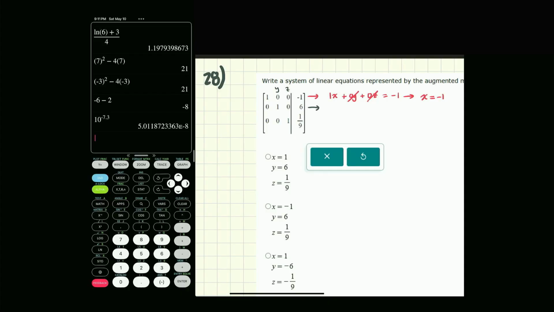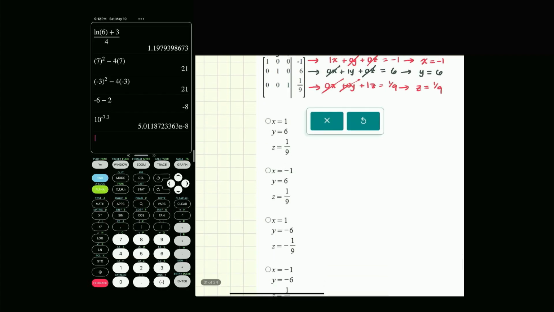Similarly, for the second equation, 0x plus 1y plus 0z equals 6. Those 0x's and 0z's, those are gone. We can think of this as just y equals 6. And for the third equation, 0x plus 0y plus 1z equals 1/9. The x's and the y's are zeroed out. So really we just have z equals 1/9. And if we match those, looks like B.